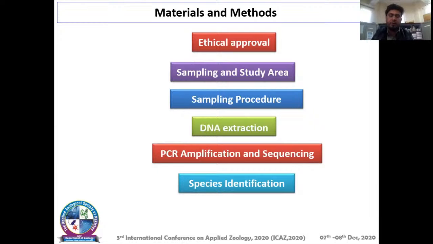And then for further processing, we brought them into the laboratory of Kohat University of Science and Technology, the Molecular Parasitology and Virology laboratory of the Department of Zoology, for further molecular work. After that, we extracted DNA from the blood using a Qiagen DNA extraction kit, and then we sent the samples to the PCR machine for amplification and for sequencing. After that, further results were processed and the species identification was done.